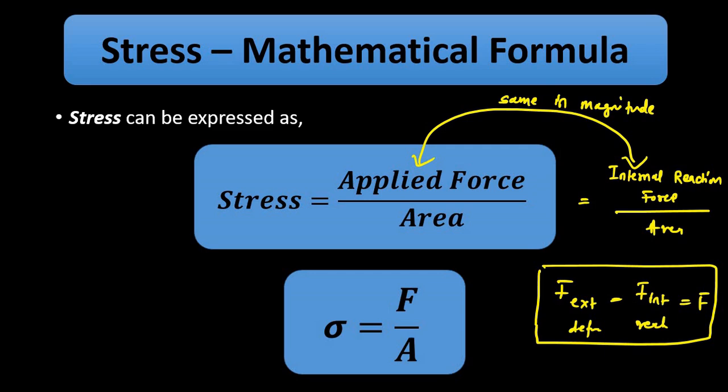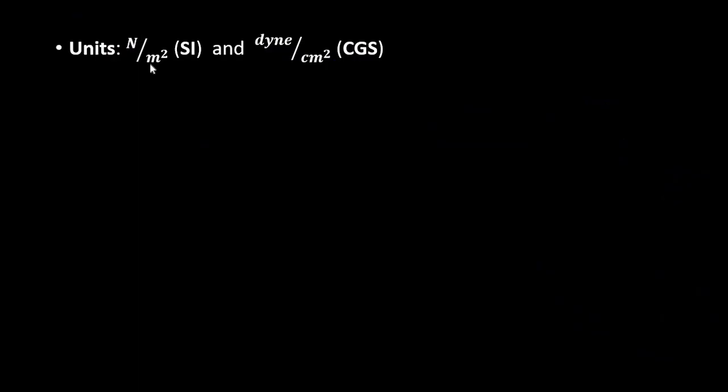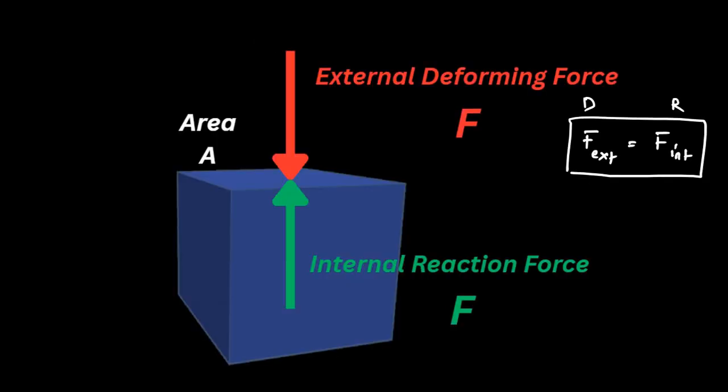Mathematically it is the same as pressure. Whereas pressure is the applied force by area, stress is the reaction force by area, but it is sometimes used interchangeably. The applied force by area is pressure, and the reaction restoring force, which is equal in magnitude and opposite in direction to the applied force, divided by area, is called stress. And it has the same units as pressure, that is Newton per meter square in SI and dyne per centimeter square in CGS. Now, this is the basic concept of stress.